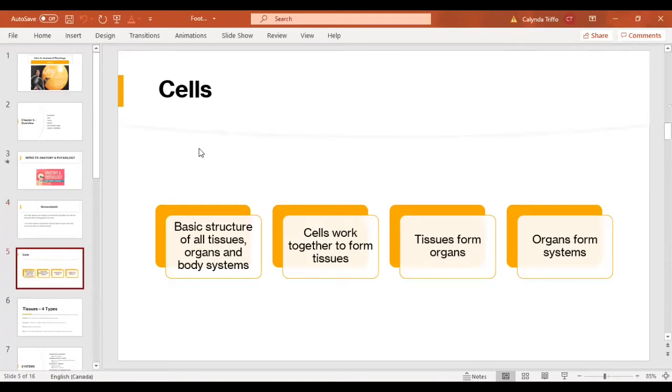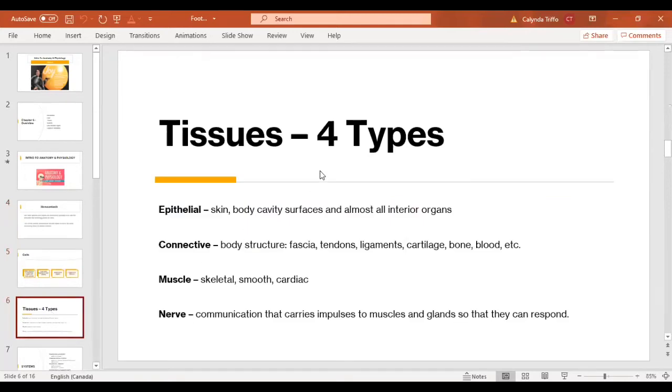Our body is made up of cells. So the basic structure of all tissues, organs, and body systems are cells, and they work together to form tissues. Once a tissue is formed, tissues form up organs, and then organs form our body systems. So there are 4 types of tissues.